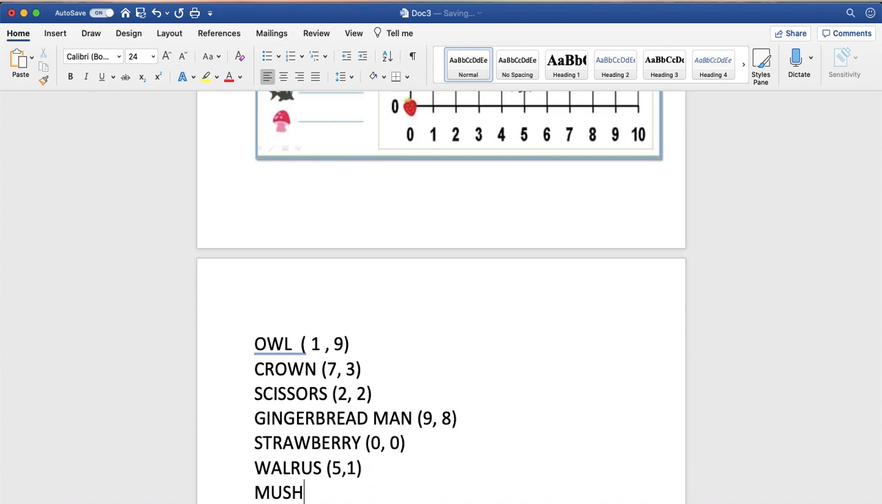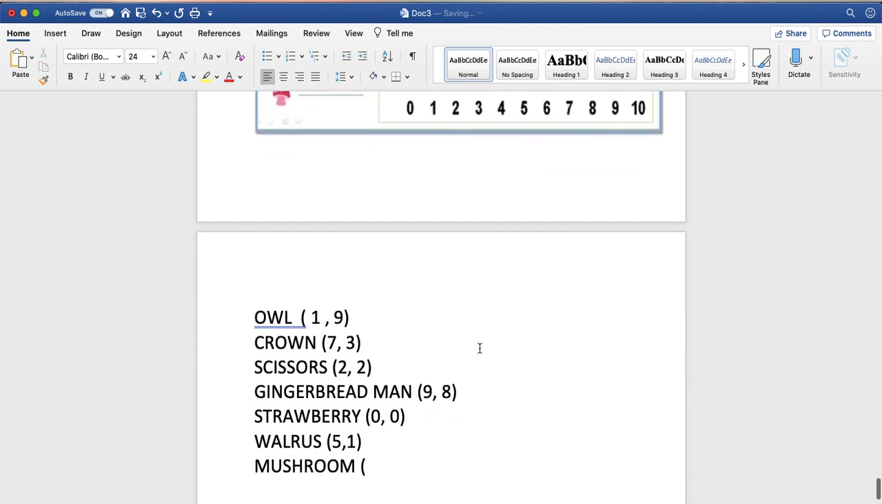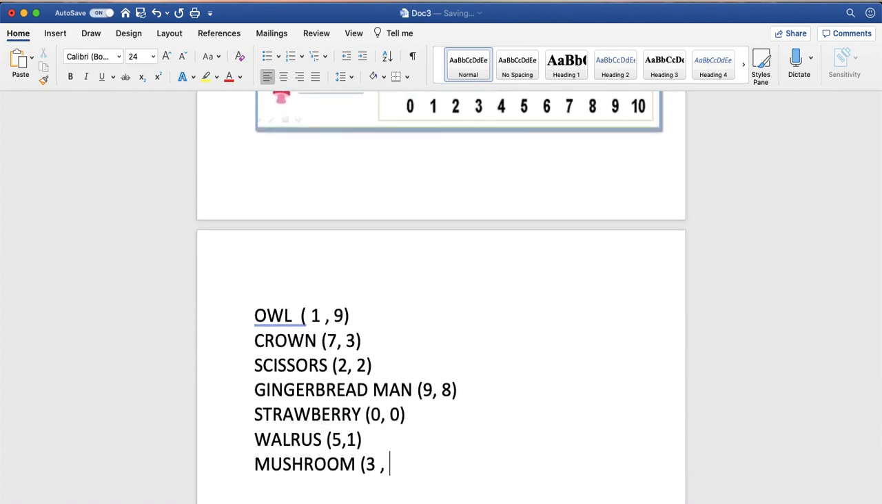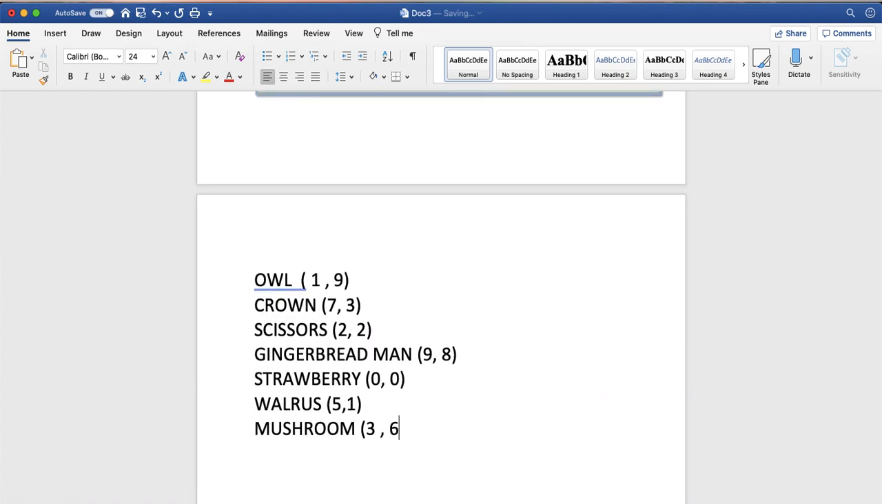My last one is a mushroom. Open my parentheses. Let's see, my mushroom is all the way up here. So I'm starting off from home. I need to run 1, 2, 3 times. So let's write that down. 3 followed by a comma. And then I need to jump up 1, 2, 3, 4, 5, 6 times to get to my mushroom. Then I would write 6, close my parentheses. And that's it.